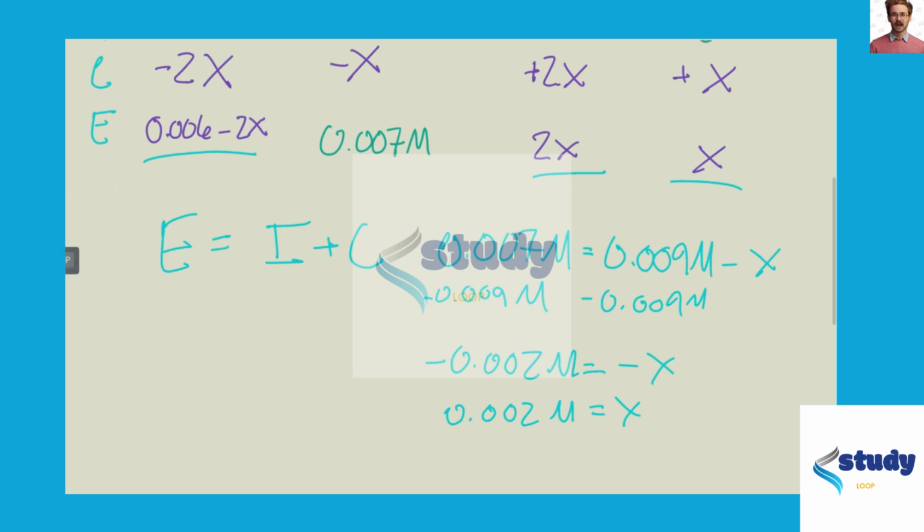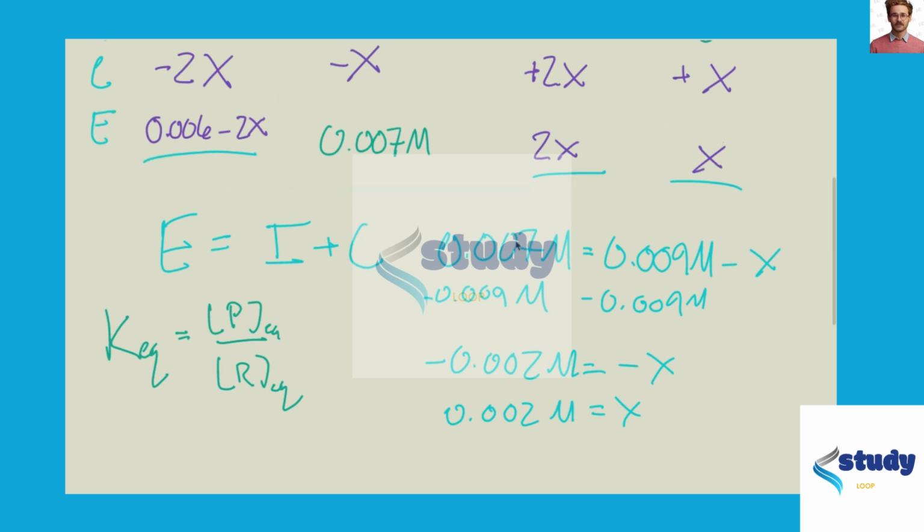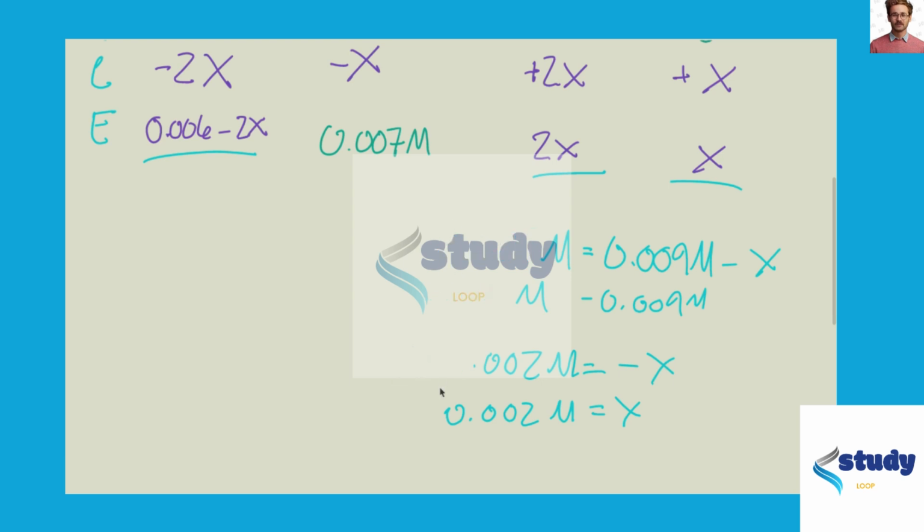Why is that useful? Well, remember, we're looking for KEQ, which is products over reactants at equilibrium. We need to know these values to calculate KEQ. Now that we know what X is, we can figure out what the real equilibrium values are, not just the expression for them, but the real value.